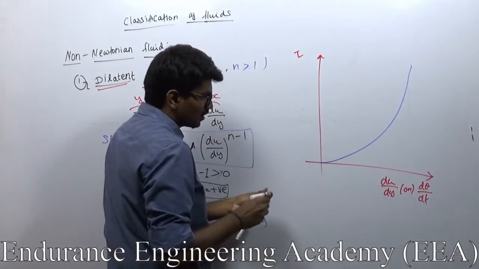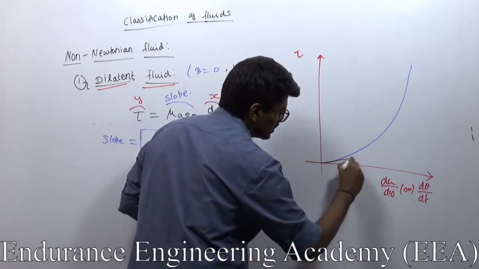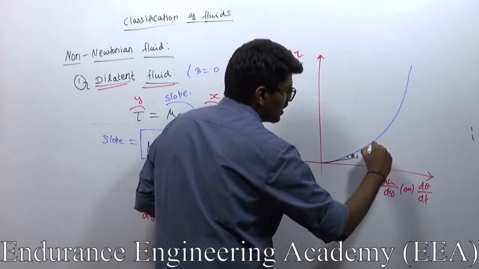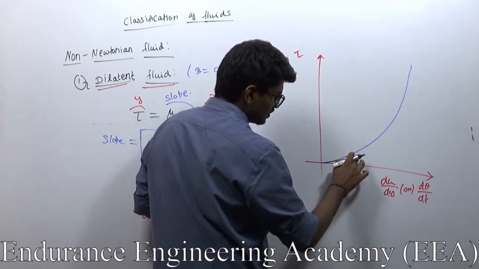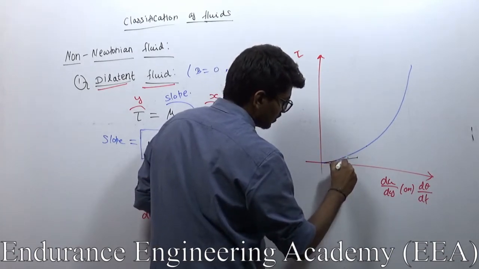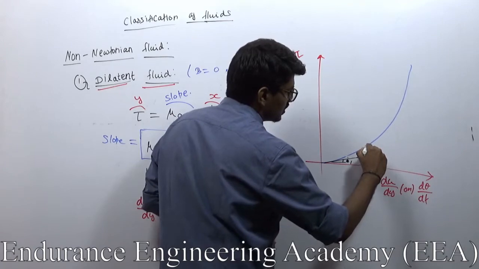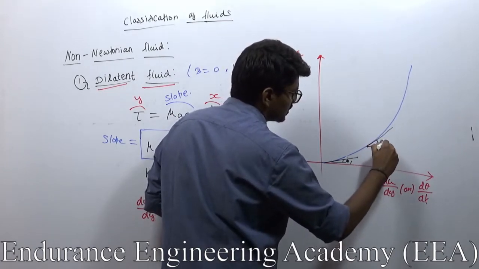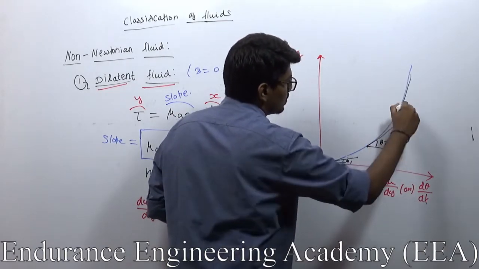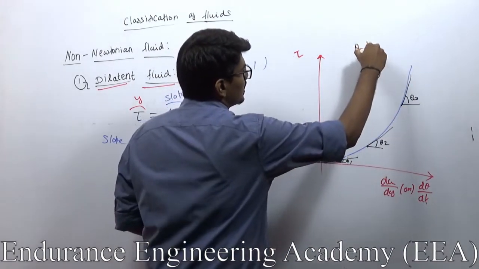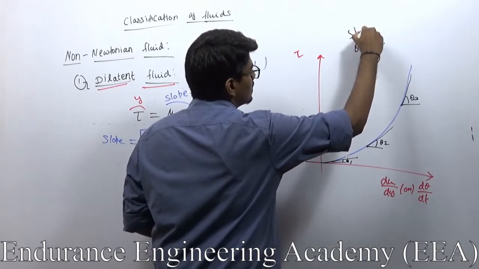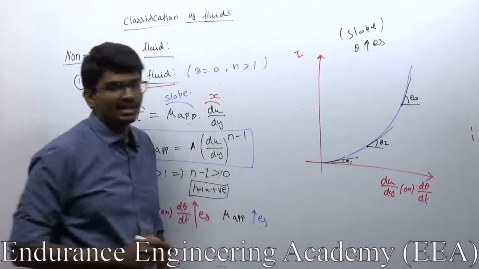Initially the slope was less, so this is my slope, theta 1. Now the slope is increasing, this is theta 2, and now the slope is further increasing, which is theta 3. So as the theta value increases, that is nothing but the slope value increasing, right?